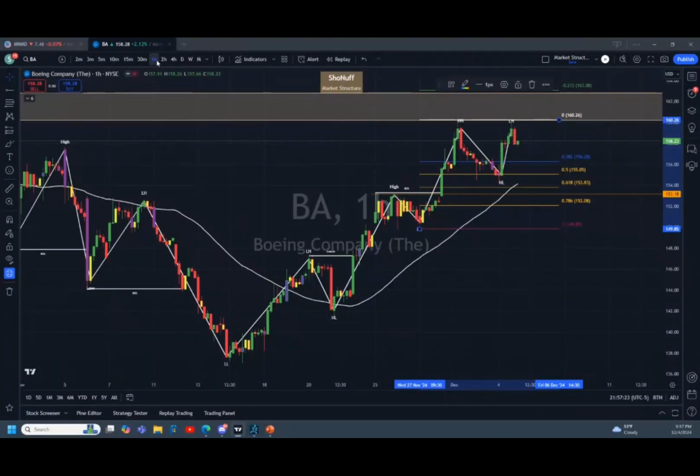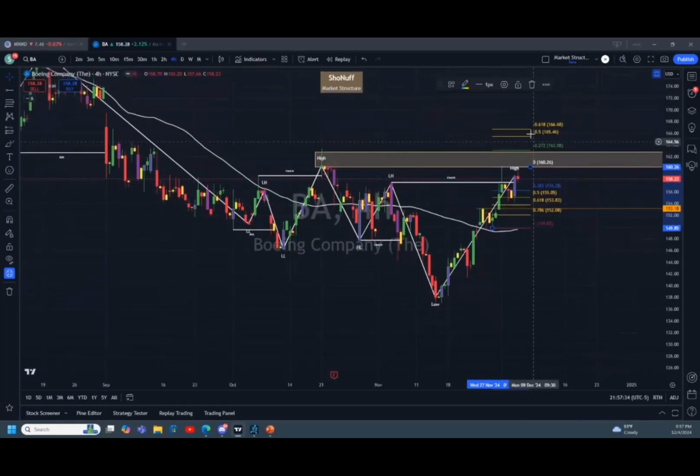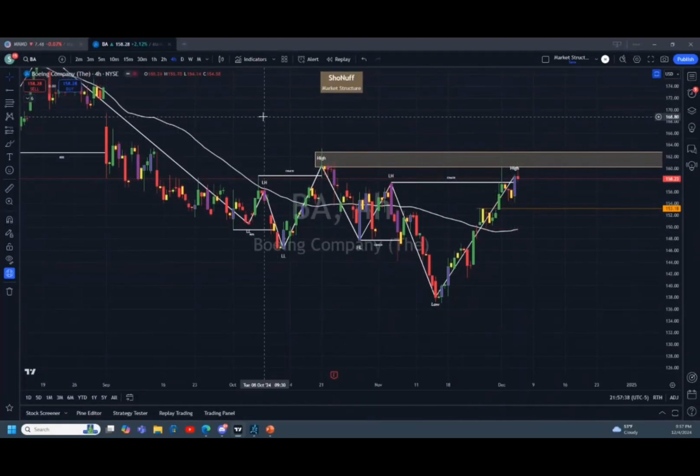For me to do like a week or two swing on Boeing, I want to see it pull back on that 4 hour. It doesn't have to. It can just keep going straight up. It can do that. But I'm just going to be patient and wait. Any other questions on Boeing?